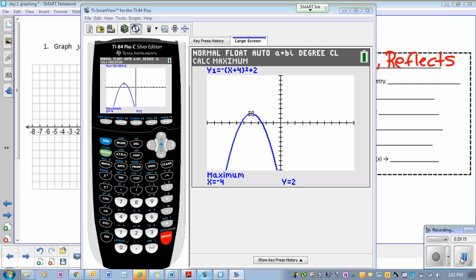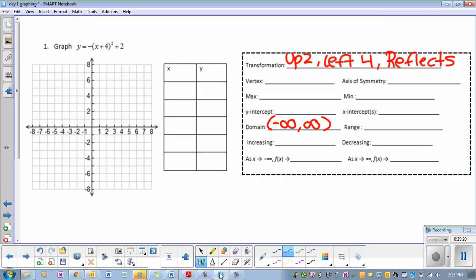All right. So negative 4, 2. That's my maximum. So then what does that say about my minimum? None. So if negative 4, 2 is also my maximum, then that's the same as my what? Vertex. Good. And if I know my vertex, what is my axis of symmetry? Good. X equals negative 4. Great job.